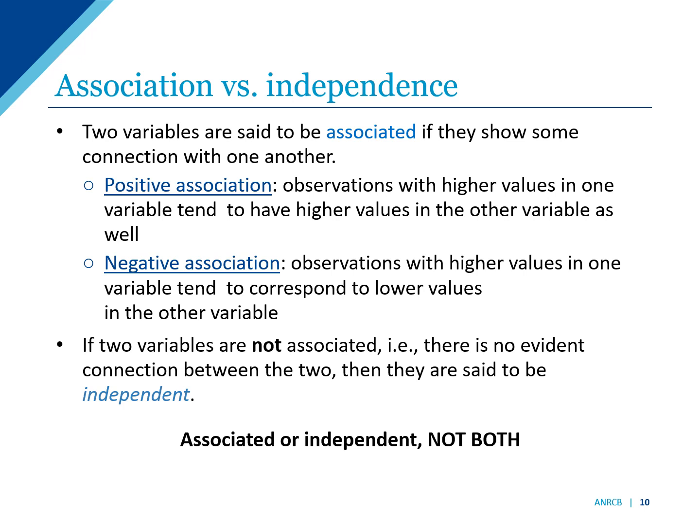Two variables are said to be associated if they show some connection with one another. A positive association occurs when observations with higher values in one variable tend to have higher values in the other variable as well. Negative associations are observed when observations with higher values in one variable tend to correspond to lower values in the other variable. If two variables are not associated, that is, there is no evident connection between the two, they are said to be independent. Variables can be associated or independent, but not both.